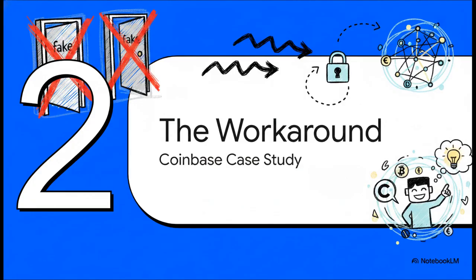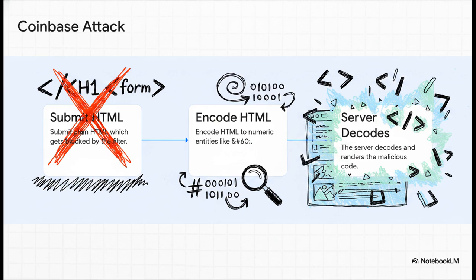Section 2. The workaround. The Coinbase case study. Okay, so what happens when an attacker really wants to build those fake doors, but a site is actively trying to stop them? Let's take a look at how a very clever hacker managed to bypass Coinbase's basic HTML filters. Here's the step-by-step methodology they used.